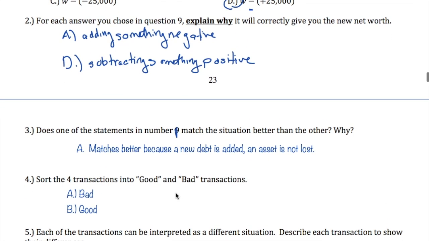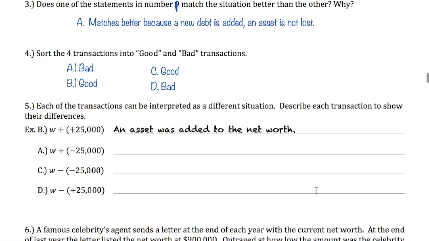B, however, does something good. B is where we are adding something positive. Clearly, that's one of the first situations that you ever encounter, adding positive numbers. C is also good because we're taking away something bad. Inside the parentheses is that -25,000, subtracting it, so that's good to get rid of it. And D is taking away something positive, so again, that's bad.